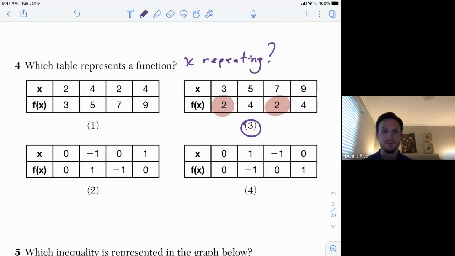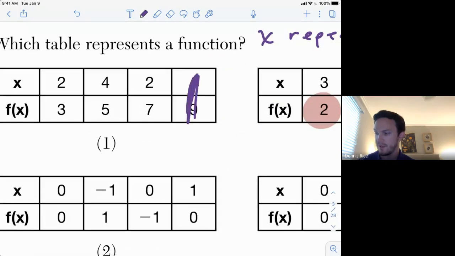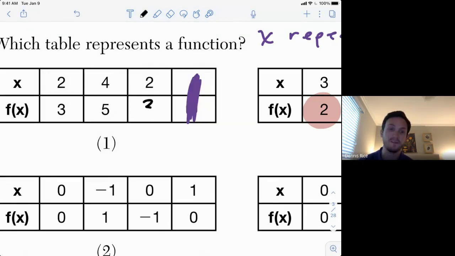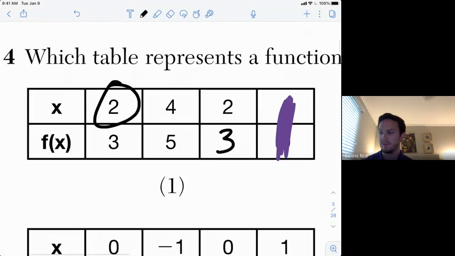So sometimes they'll throw this in. Let me see if I could fix one of these. So let's look at like this table. Pretend the 4 is not there. If it said 2, 3, and then it said 2, 3 again, this would technically still be a function. So that's the only like other thing. People will just look quickly and go, oh, I see 2 2s. Did it really repeat though to a different y value? No. So just be on the lookout.